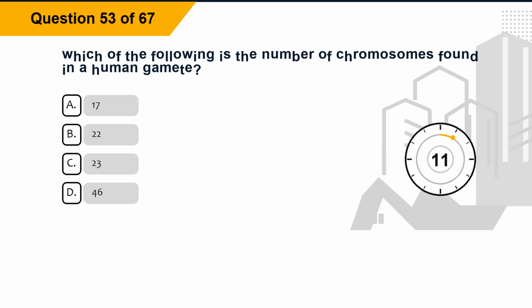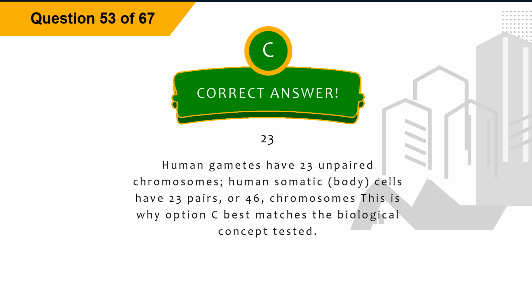Question 53. Which of the following is the number of chromosomes found in a human gamete? Option A, 17. Option B, 22. Option C, 23. Option D, 46. The correct answer is option C, 23. Explanation. Human gametes have 23 unpaired chromosomes. Human somatic body cells have 23 pairs, or 46, chromosomes. This is why option C best matches the biological concept tested.